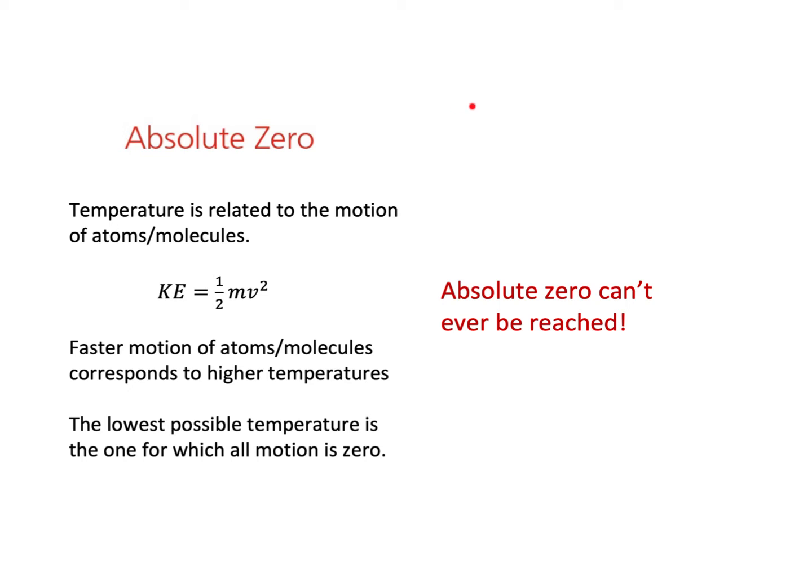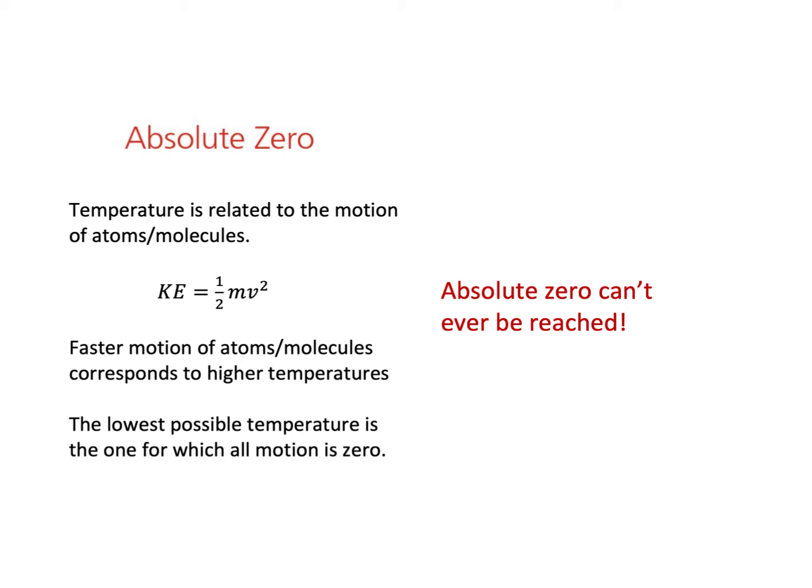And as it cools off, they go slower and slower. At some point, if they came to a stop, you couldn't go any slower than not moving at all. And so that's the lowest possible temperature that a substance can have. It's the temperature at which all the motion of all the atoms and molecules of the substance comes to a dead stop. That's absolute zero.